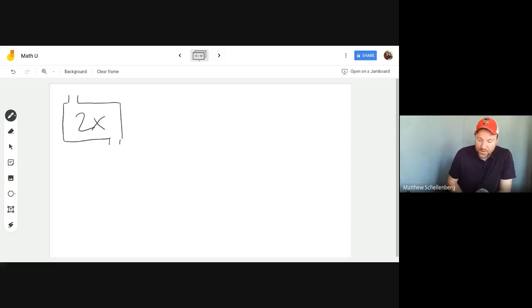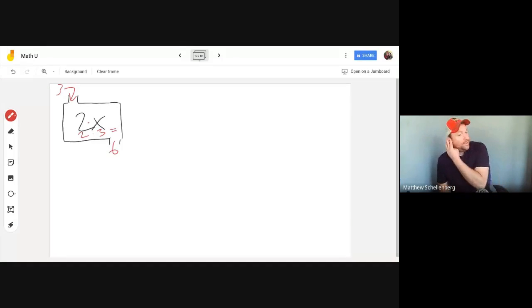What happens in the 2x machine? Well, if you put in a value, say, let's say 3, you plug that in, it gets replaced into the x. So this is 2 times 3. This 2 times x became 2 times 3. And it spits out a 6.